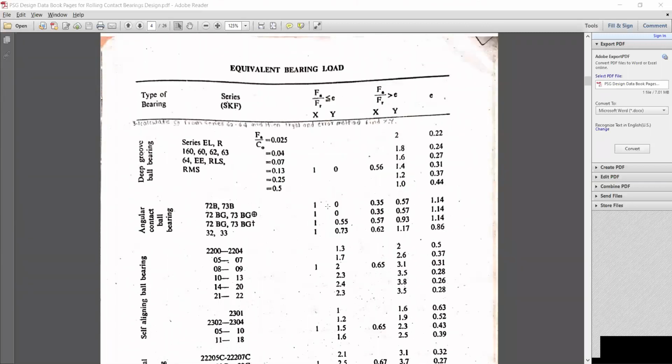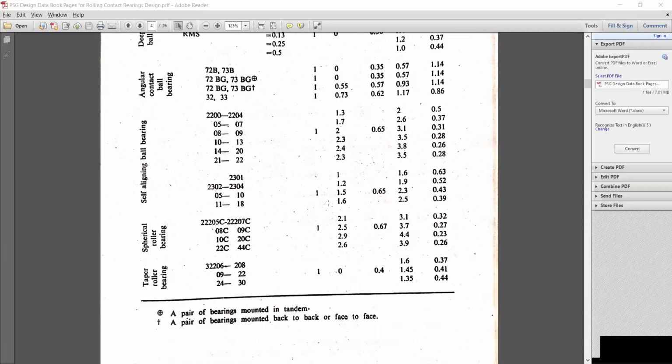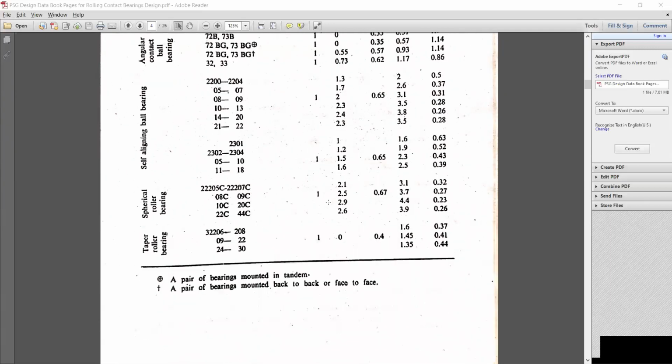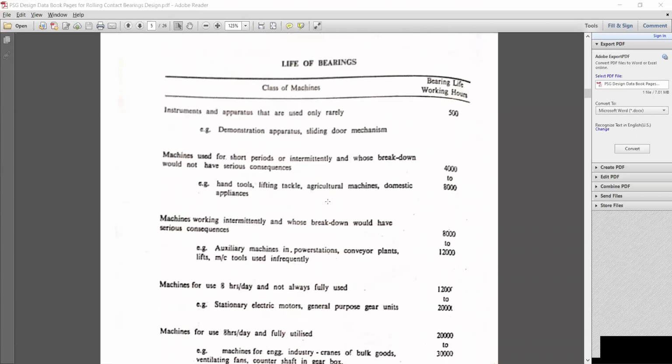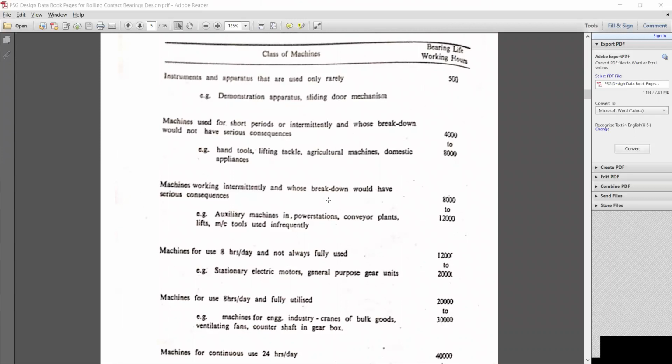Here the radial and the thrust, or you can say axial, factors are both given. How we can find those factors, we will discuss while we are solving the problem. So based on the type of bearing, the series is provided, and depending upon two conditions, the values of X and Y are given over here. Now on the next page, the life of bearing based on the type of machine is provided.